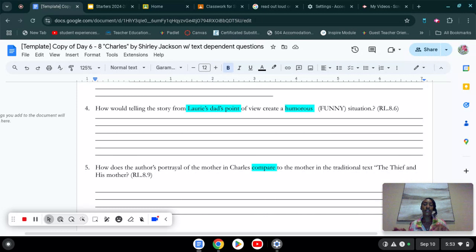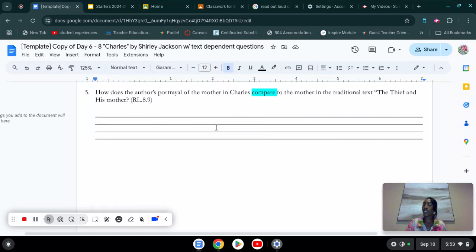So what does that tell you about the dad? Does that tell you that the dad was also worried about Charles? Did the dad think that Charles was another person? Or was he kind of side-eyeing his son? So you're going to find that out, or think about that question and then answer. If we told this story from the dad's point of view, how would this be funny?